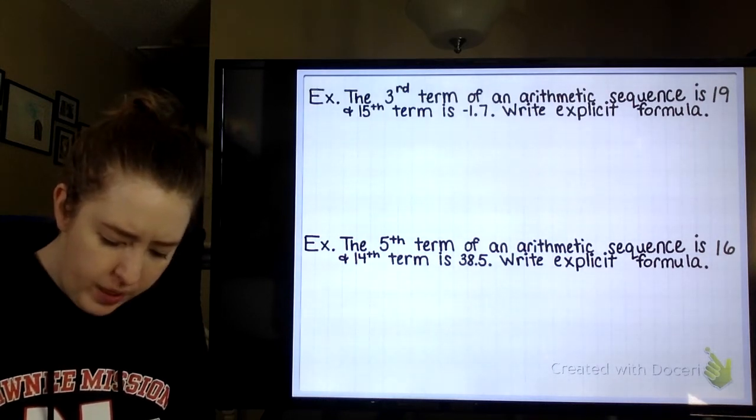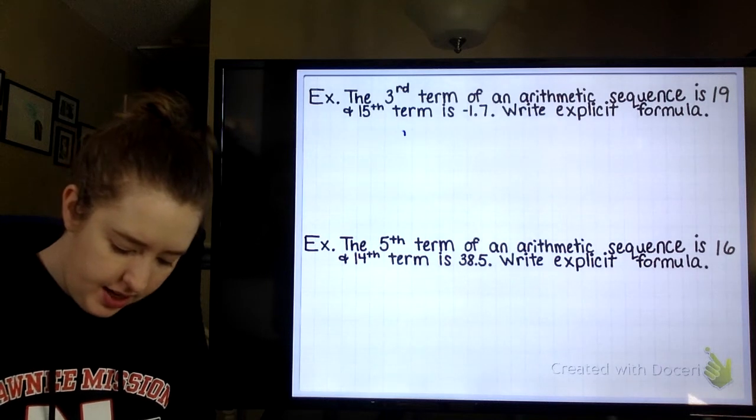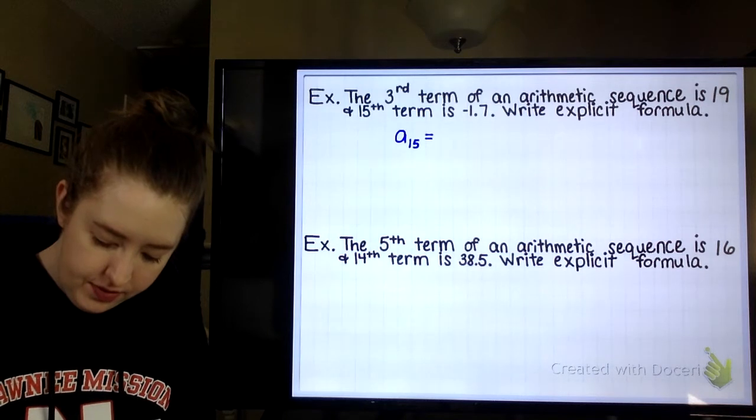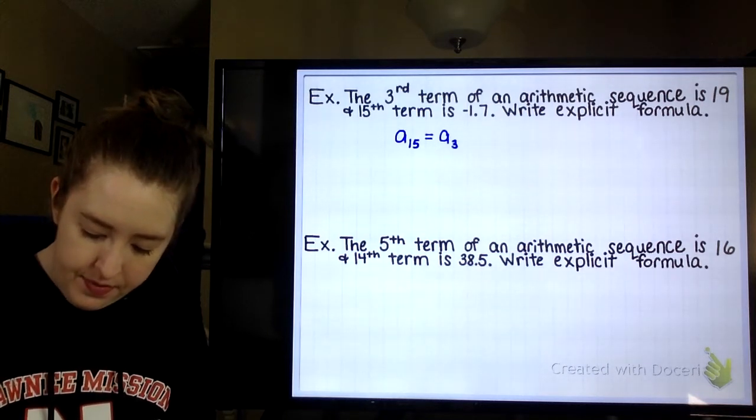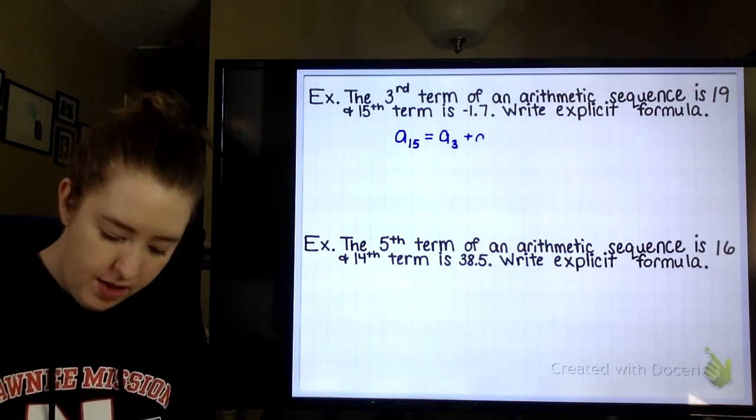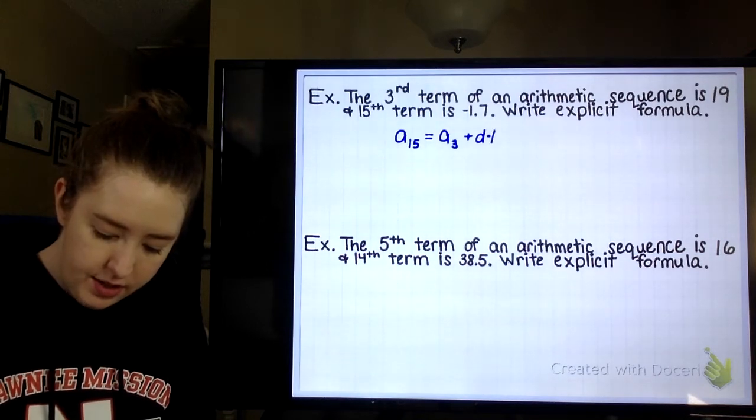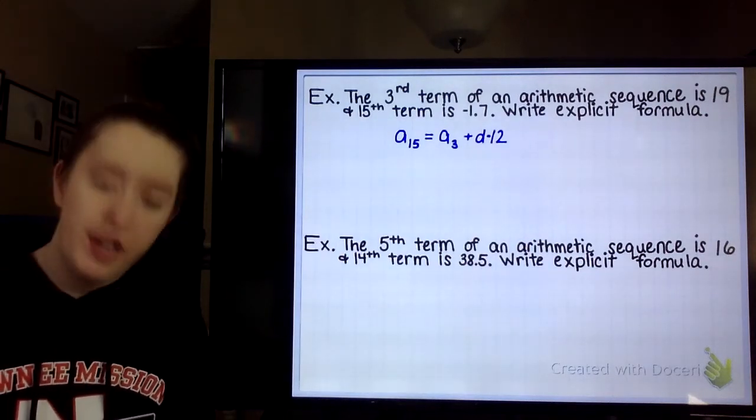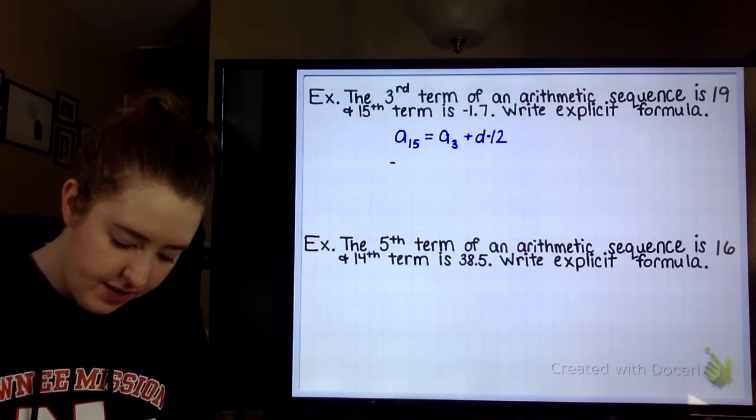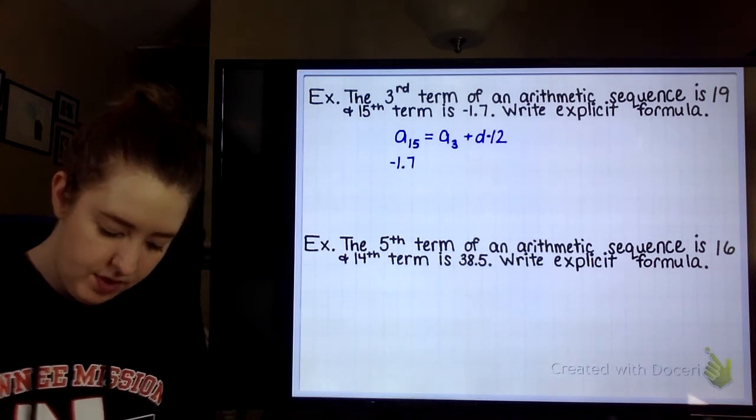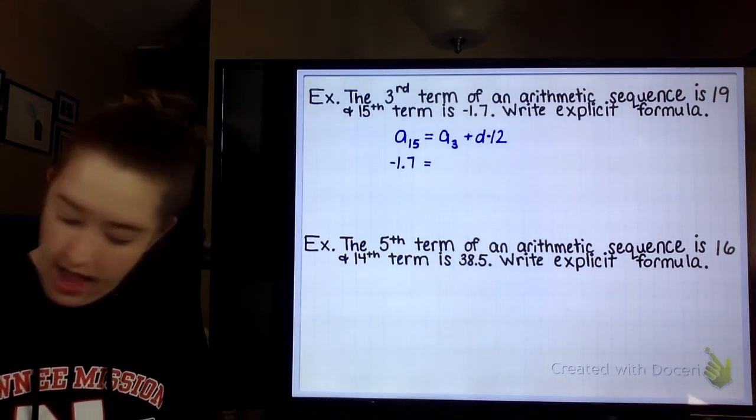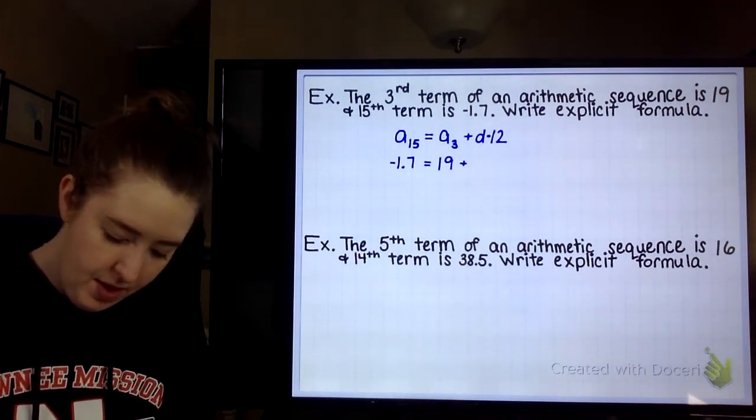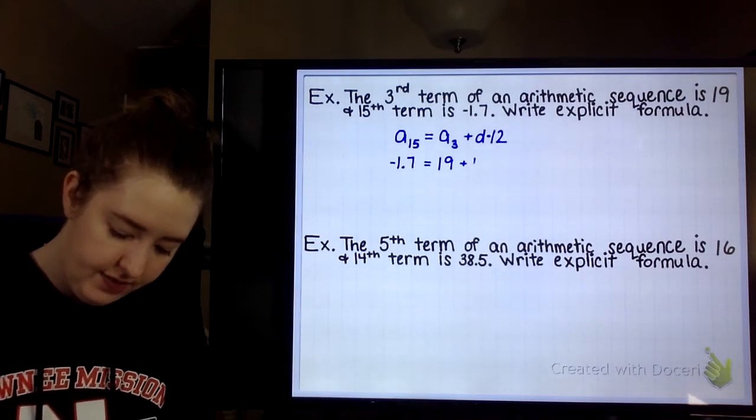So first of all, we know that the 15th term is equal to the 3rd term plus the common difference happening 12 times. So I need to multiply that by 12. So then I'll plug in what I know. I have negative 1.7 for a sub 15. And we have 19 for a sub 3 plus 12d.